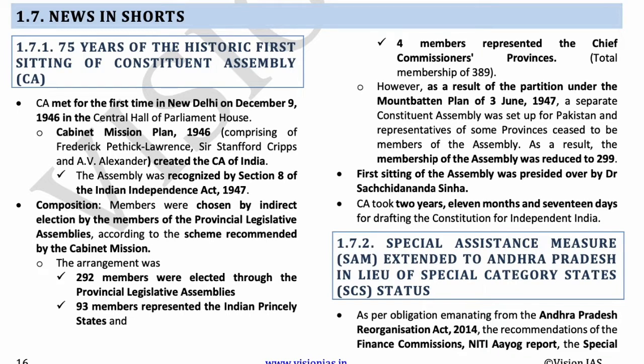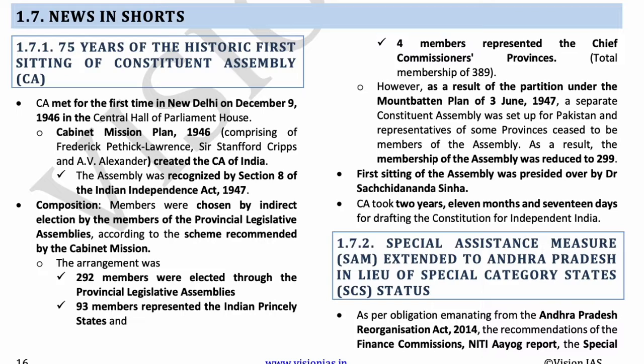1.7.1 75 years of the historic first sitting of the Constituent Assembly. So, the first Constituent Assembly meeting was held on December 9th, 1946. So, it has completed 75 years. So, here, the Cabinet Mission Plan aims to discuss the transfer of power from the British to Indian leadership.